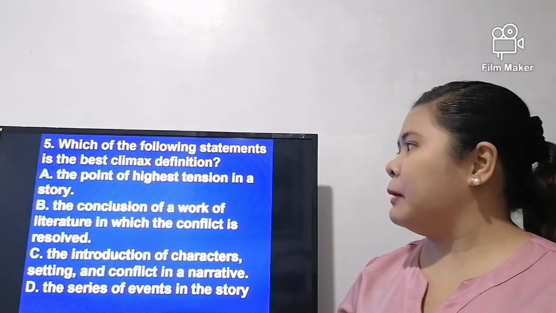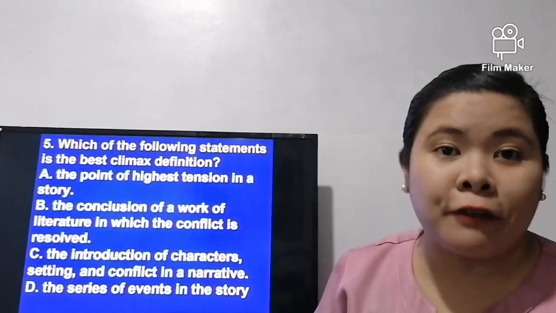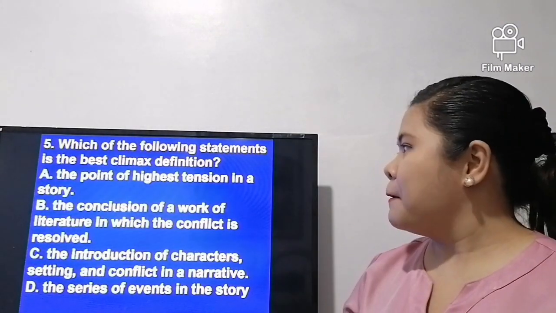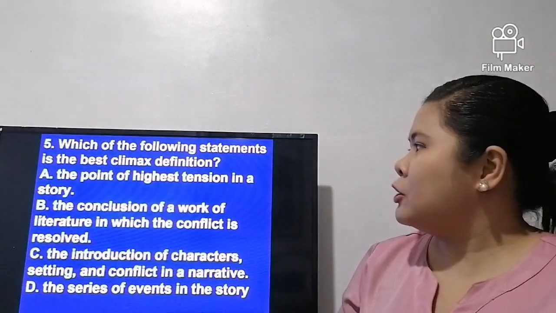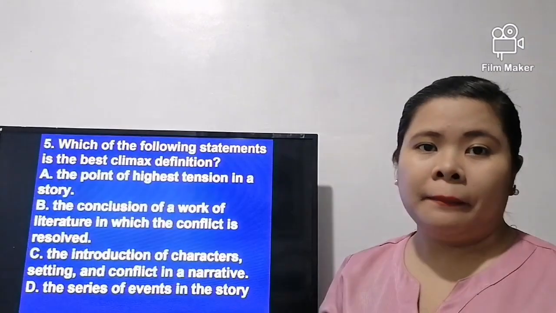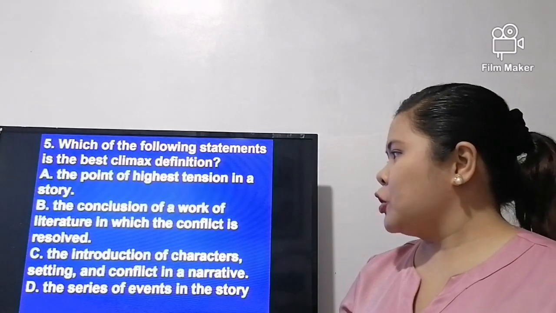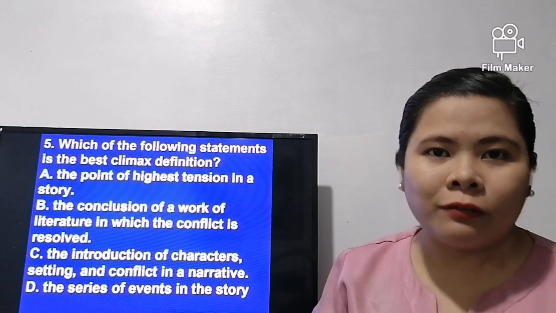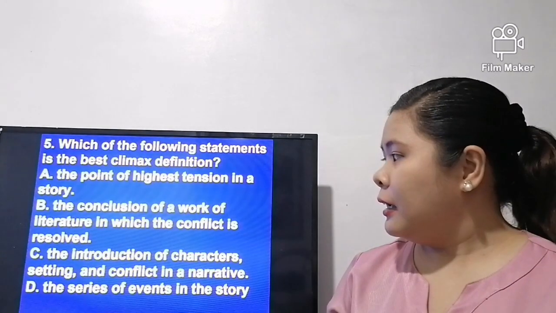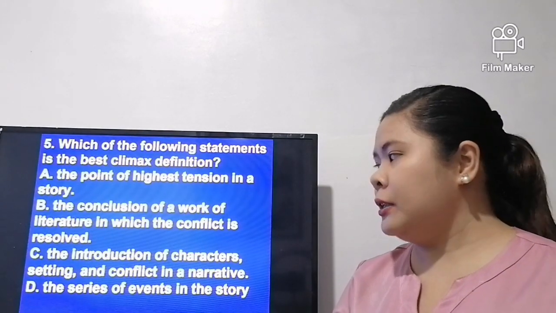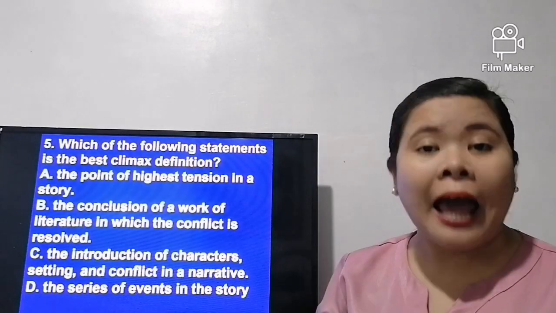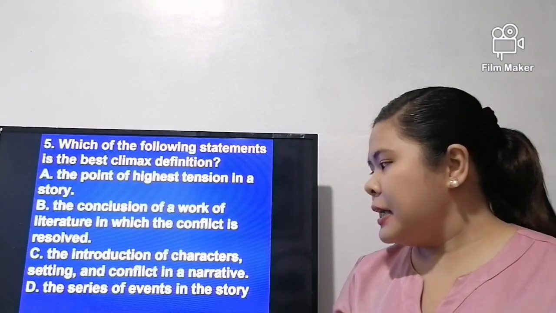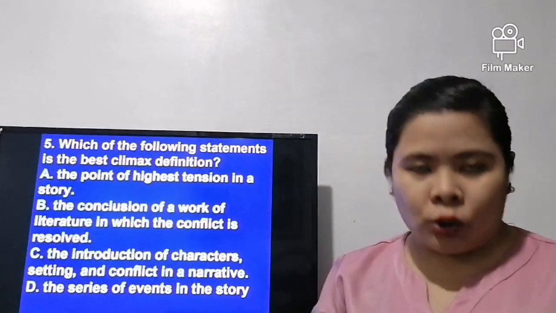Which of the following statements is the best climax definition? Letter A, the point of highest tension in a story. B, the conclusion of a work of literature in which the conflict is resolved. Letter C, the introduction of characters, setting, and conflict in a narrative. And letter D, the series of events in the story.